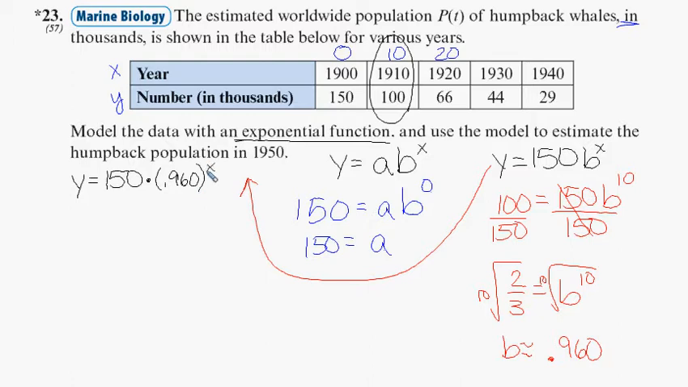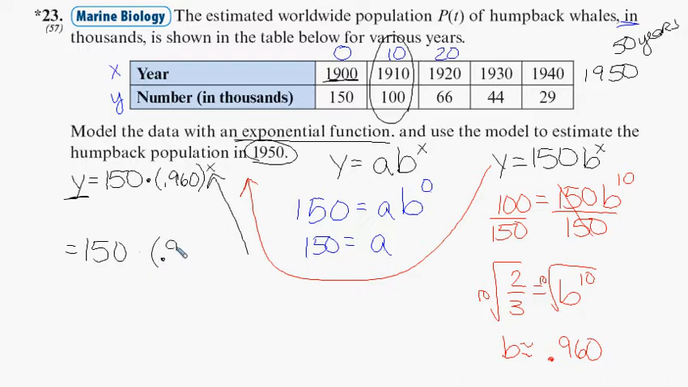Now we can estimate any humpback population. They're asking us to estimate the population in 1950. From 1900 to 1950 is 50 years. I hope you can see that. So that means we're plugging 50 in for the x value, seeing what it spits out for y. So we have 150 times 0.960 to the 50th power. And if you do your calculations right, I think I rounded my value, but I got around 19,750.